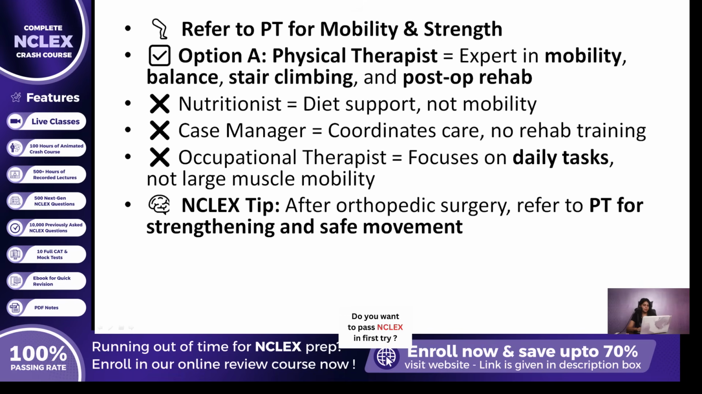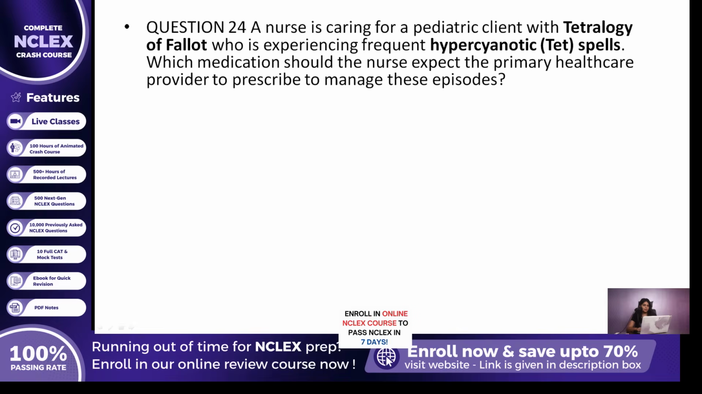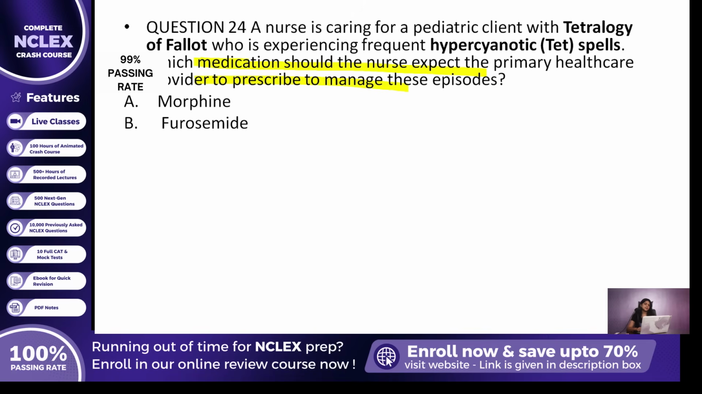Let us focus now on question 24, which addresses acute medication management for a pediatric cardiac emergency. A nurse is caring for a child with tetralogy of Fallot who is experiencing frequent hypercyanotic, or TET spells. Which medication should the nurse expect the provider to prescribe for managing these episodes? Here are the options. A. Morphine. B. Furosemide. C. Enalapril. D. Formoterol. The correct answer is option A.